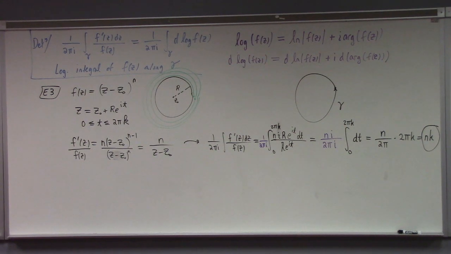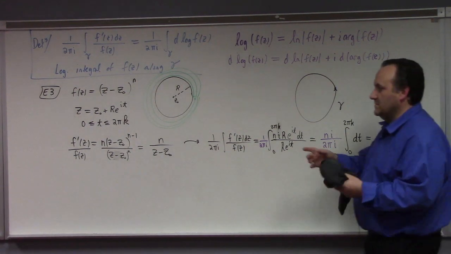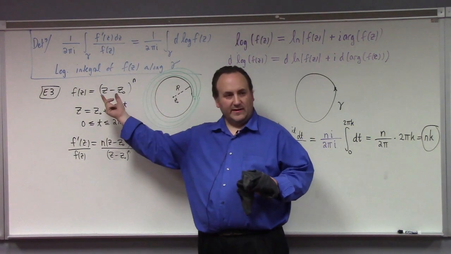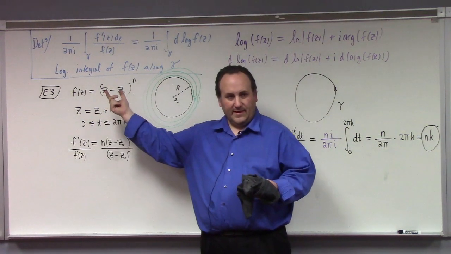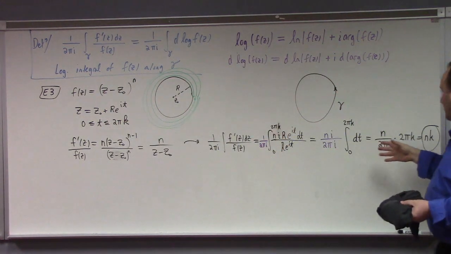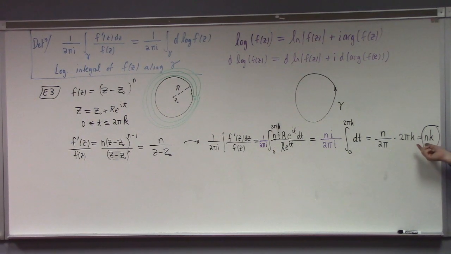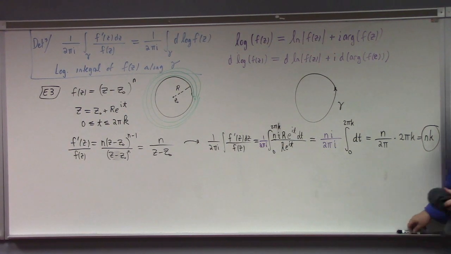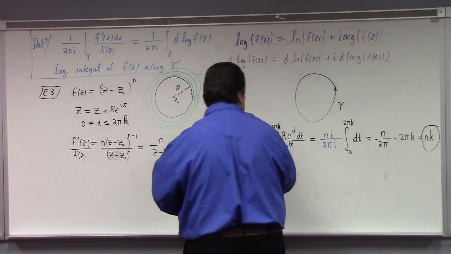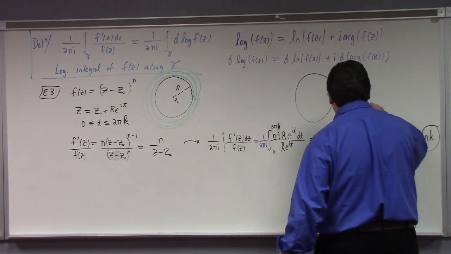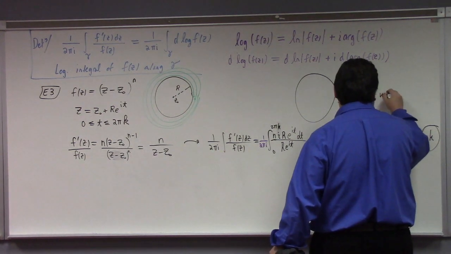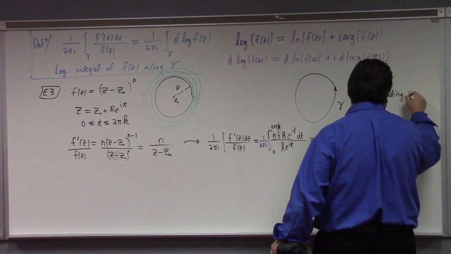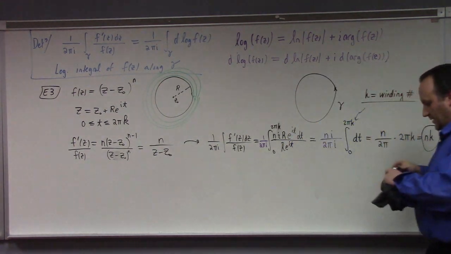This is an example of the logarithmic integral. What's it doing? It's counting. What has it done? It's counted. If you look at this function, it has a 0 of order n, right? And so the logarithmic integral has counted that it has a 0 of order n. But then this k here, I'm not going to talk about k much more. I'm pretty much done with it. I've got it out of my system here. But k is equal to the winding number. There's more that could be said about winding number, I suppose.